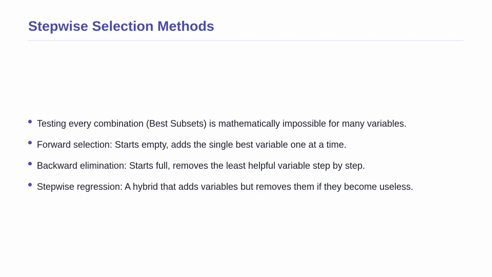Now that we know how to score models, how do we actually find the best combinations? Testing every possible combination is called best subsets regression. But with dozens of variables, this becomes mathematically impossible. Instead, we use stepwise selection methods. Forward selection starts with an empty model and adds the single best variable one at a time. Backward elimination does the exact opposite, starting with all variables and removing the least helpful ones. Stepwise regression is a clever hybrid. It adds variables like forward selection, but constantly double-checks if previously added variables have become useless, removing them if necessary.